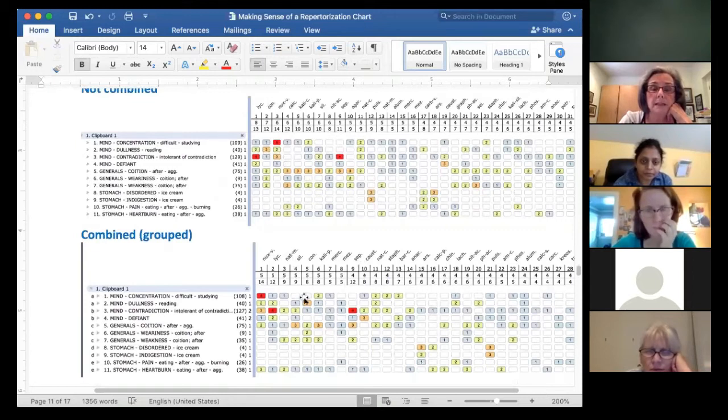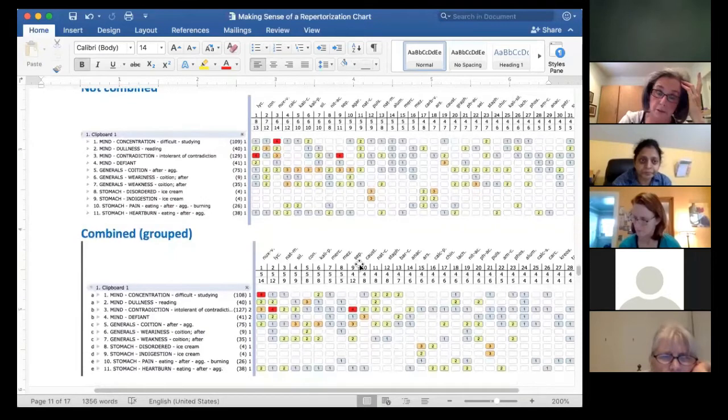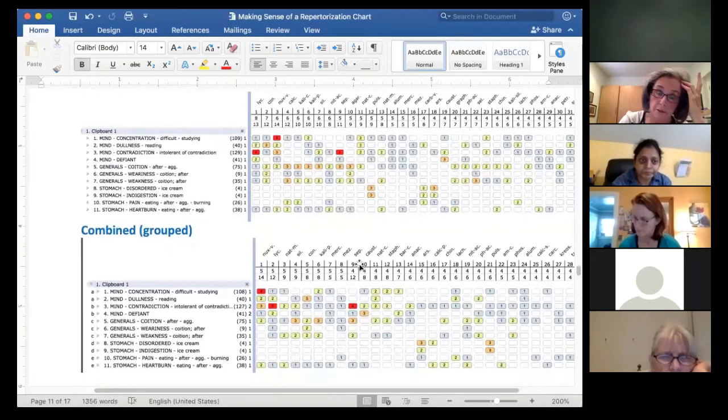So you can see that combining does change the outcome of the repertorization. So it's another thing to think about, and you want to be careful about listing several rubrics that really talk about the same symptom.